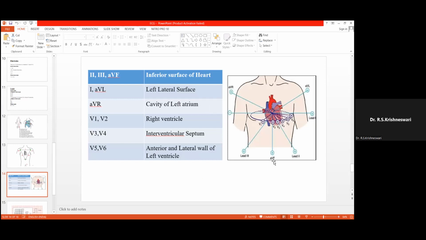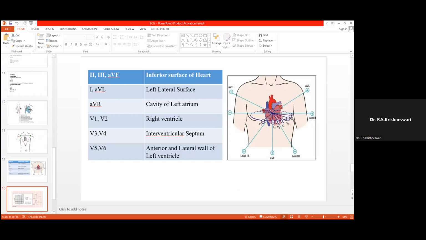Lead 2, 3 and AVF, it will be seeing the inferior surface of the heart. Lead AVL and lead 1, it will be seeing the left lateral surface. AVR, it will be seeing the cavity of the left atrium. V1 and V2, it represents the right ventricle. V3 and V4, it represents the septum. V5 and V6, it represents the anterior and lateral wall of the left ventricle.